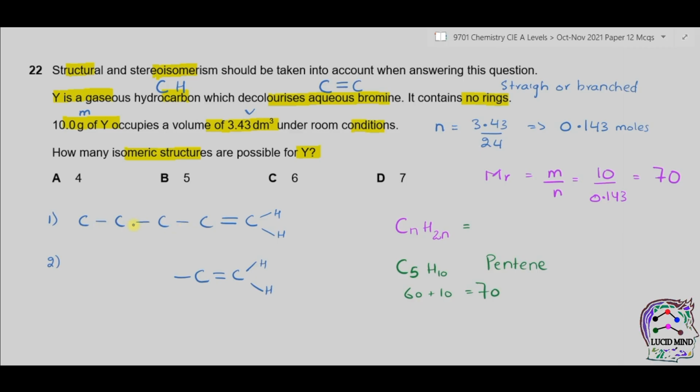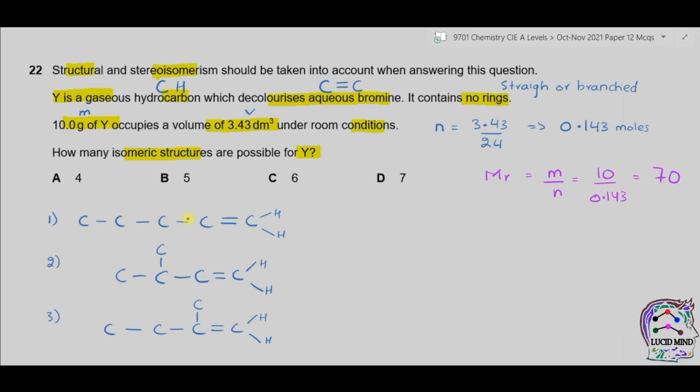Now we can change this long chain. We had 4 carbon atoms, 5 carbon atoms in the long chain. Now we have 4 and 1 is branched. Similarly, we can change the position of this branched CH3. We can attach it to this carbon atom. Another possibility is that we can change the position of double bond to this carbon atom.